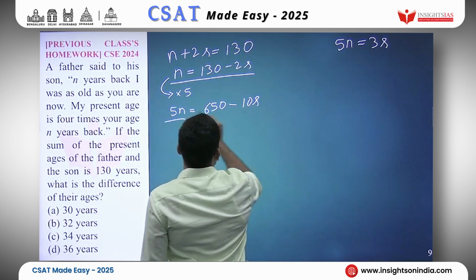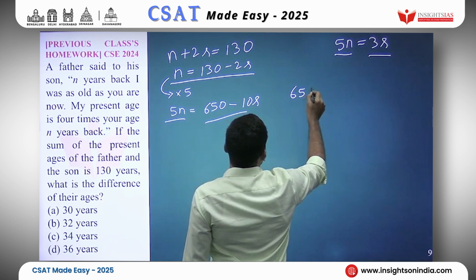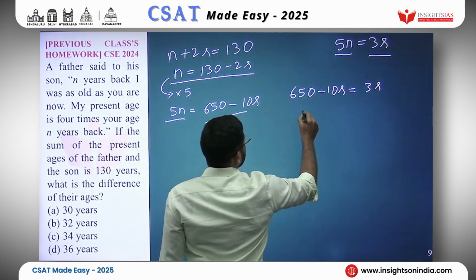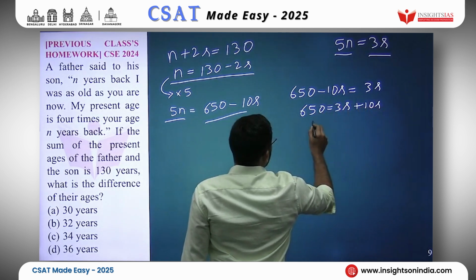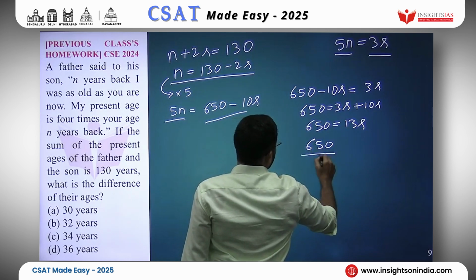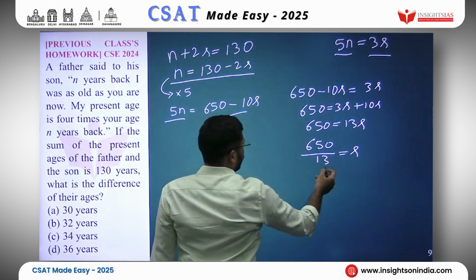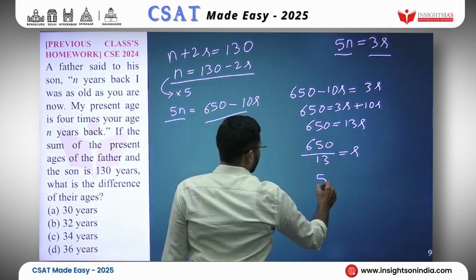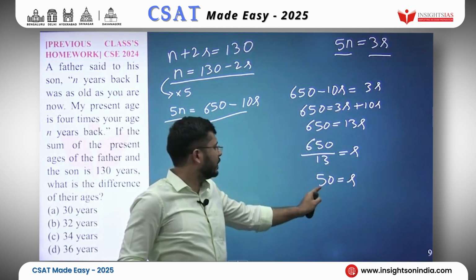So we have LHS same. So we can equate the RHS, right? Yes. What will it be? 650 minus 10s would be 3s. So we'll send this 10s that side. 650 is equal to 3s plus 10s. So 650 is equal to 13s. 650 divided by 13, that would be s, right? So we know that 13 5s are 65. So we will get 50 is equal to s. Okay, we got s is equal to 50.